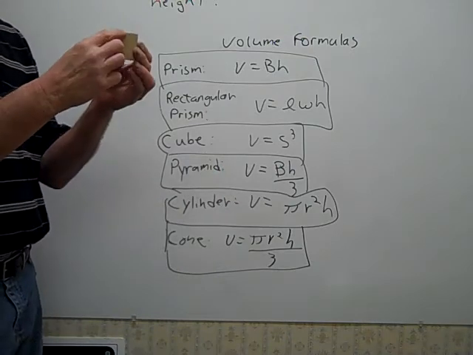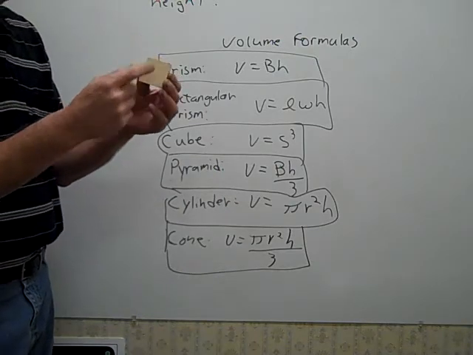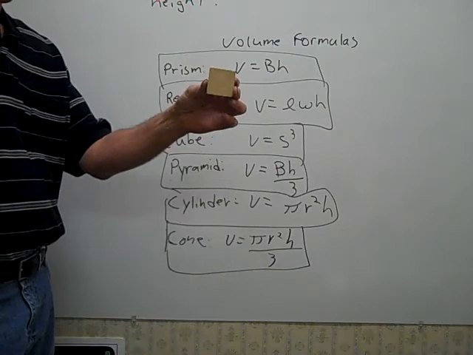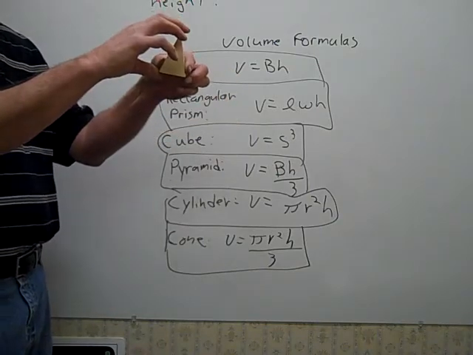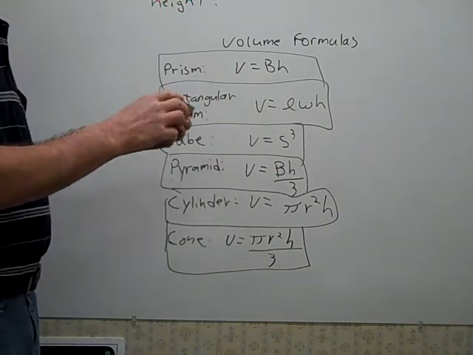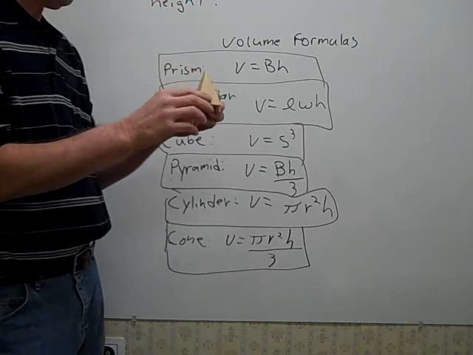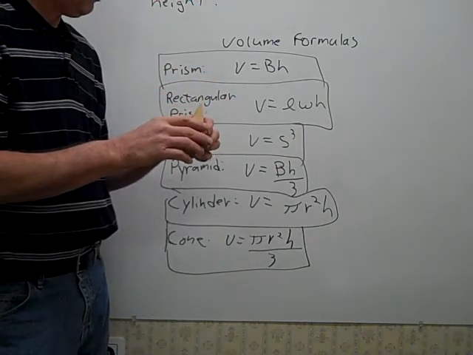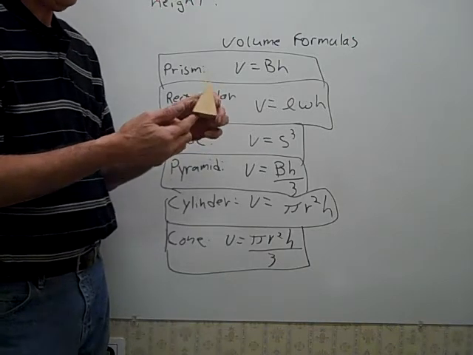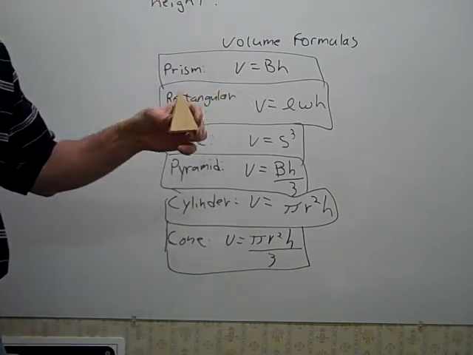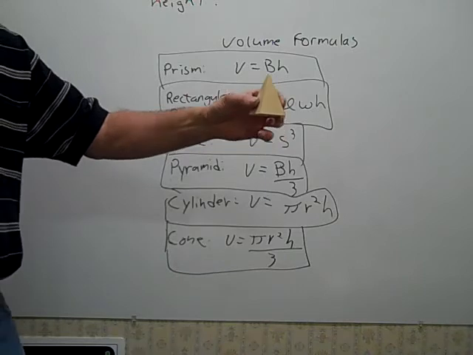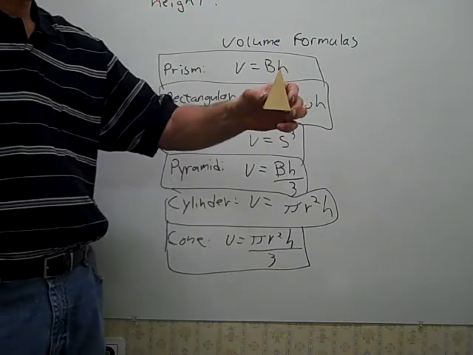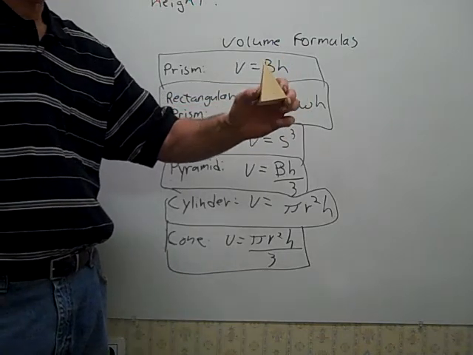If I take the area of the base, which is a 2 by 2, so it's 4 square units, 4 square inches, then the height is 3. So I can do the 4 square units times the 3 units, which gives me 12 cubic units, and divide it by 3. 12 divided by 3 gives me 4. So the volume of this square pyramid would be 4 cubic units.